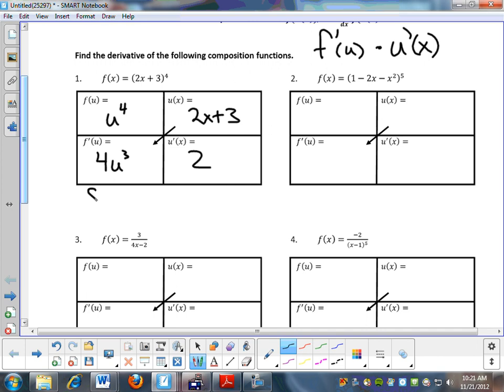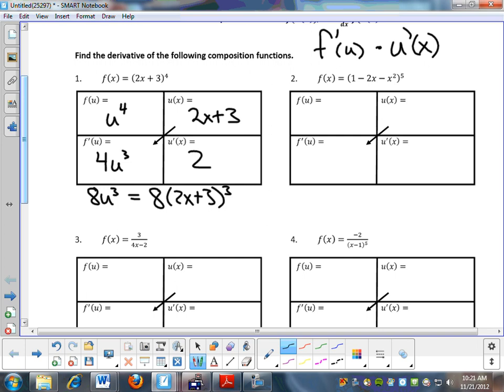Exactly. Now, do I stop there? No, I must plug u back in. So 8u to the third is the same as 8 times 2x plus 3 to the third. So that arrow reminds us to plug it back in. Question.